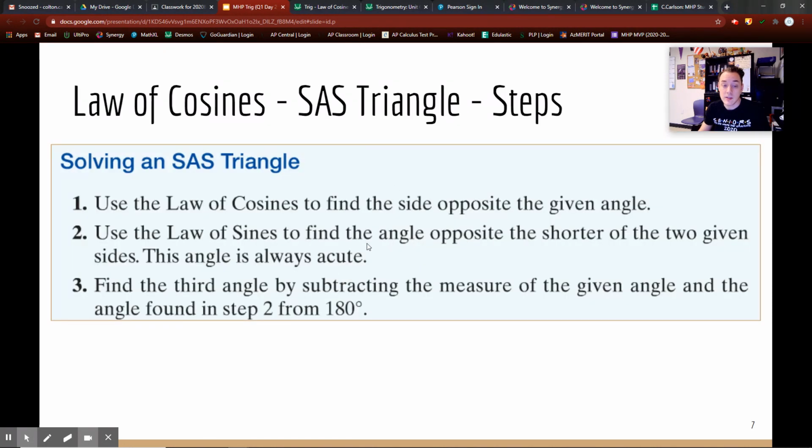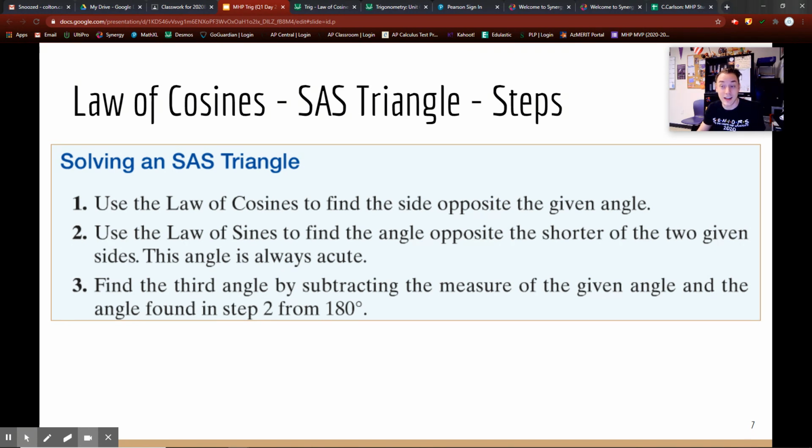So these are the steps, and that's it really for all the steps for SAS, because it's very, very simple. So I'm going to go through one question for SAS, one question for SSS, and then one application question, and then one area question. So use the law of cosines to find the side opposite the given angle. Use the law of cosines to find the angle opposite the shorter of the 2 given sides. This angle is always acute. And then find the third angle by subtracting the measure of the given angle and the angle found in step 2.